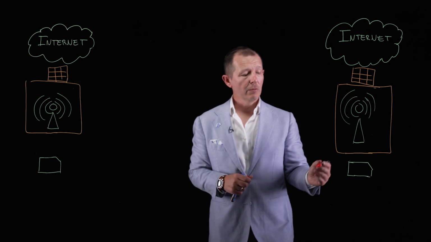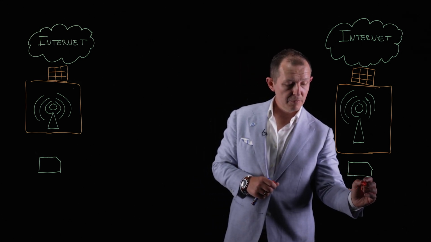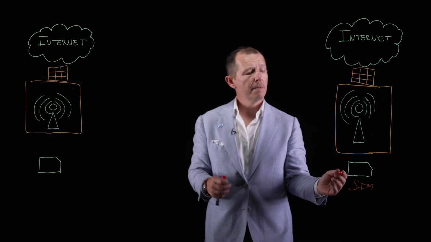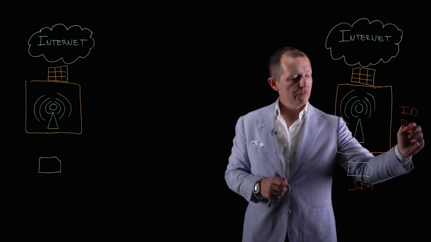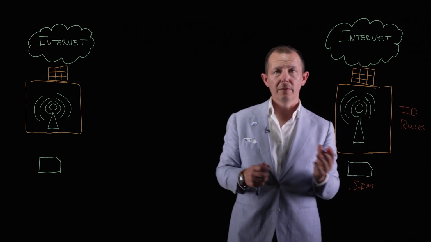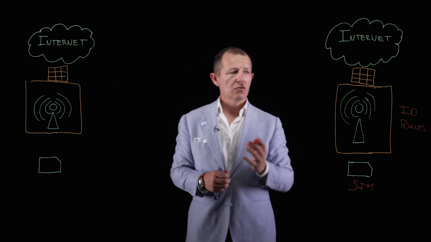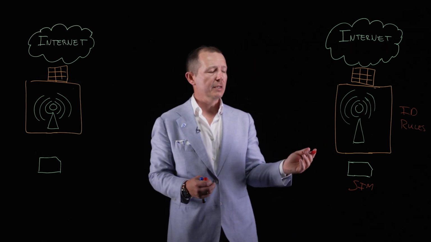Very simply and very easily, when you have a SIM, and that SIM is provided to you by your telco or your operator, you're going to get an identity and you're going to get some rules. Now, those rules are pretty simple. They're going to be things like you're allowed access to Spotify, or maybe you can go directly to the internet.